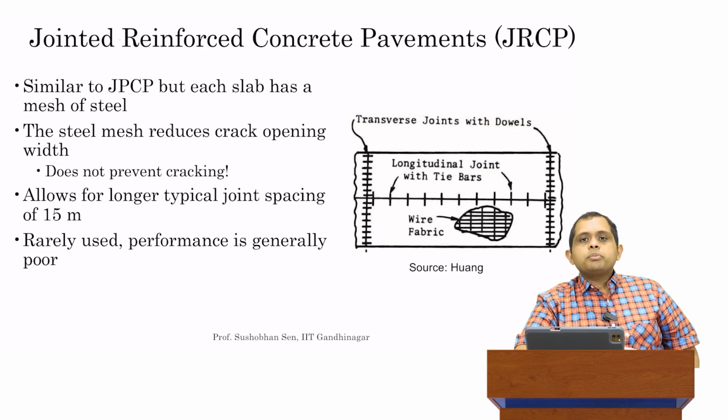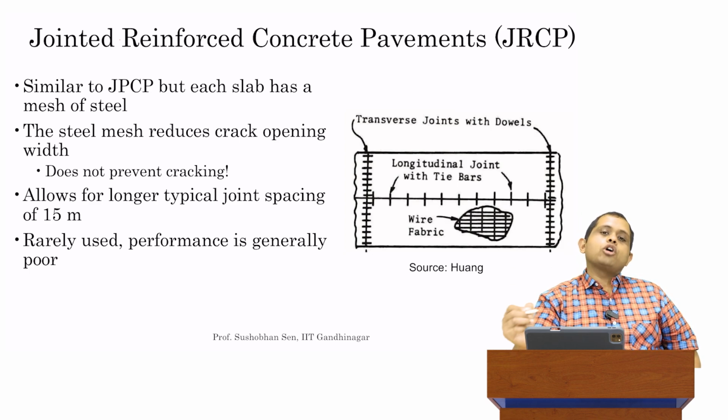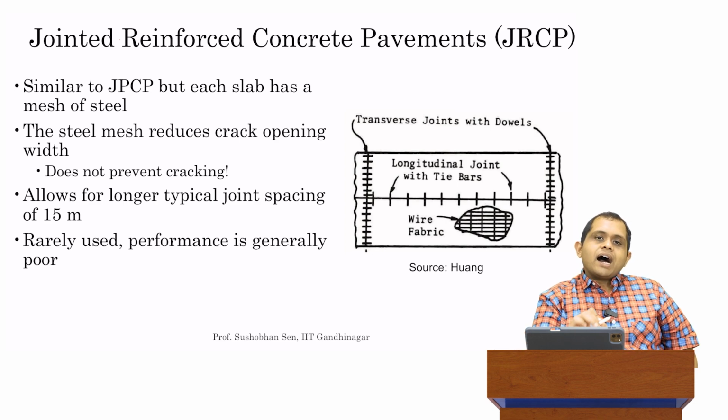The key idea in JPCP was that individual slabs are plain. They don't have any steel in them. We only place the steel at the joints. Those could be dowel bars if it's transverse joints. Those could be tie bars if it's longitudinal joints. So JRCP, jointed reinforced concrete pavements, the name should tell you what the difference is.